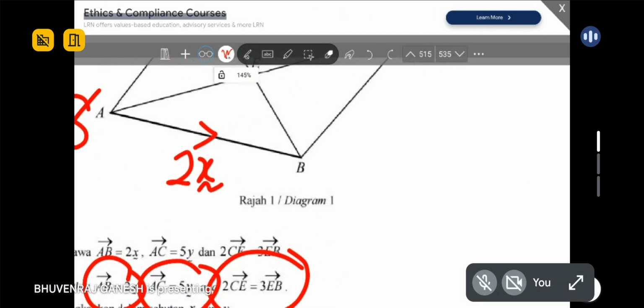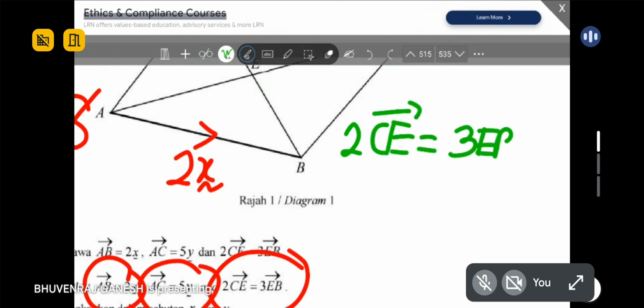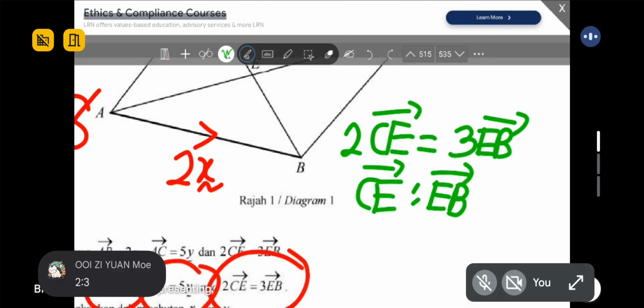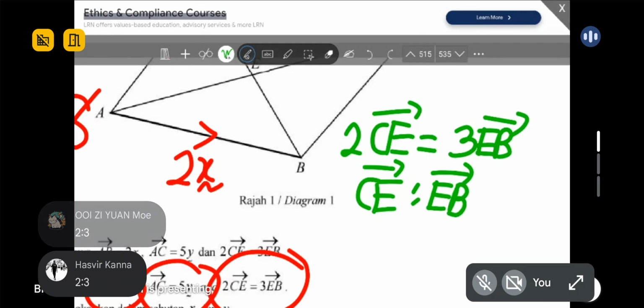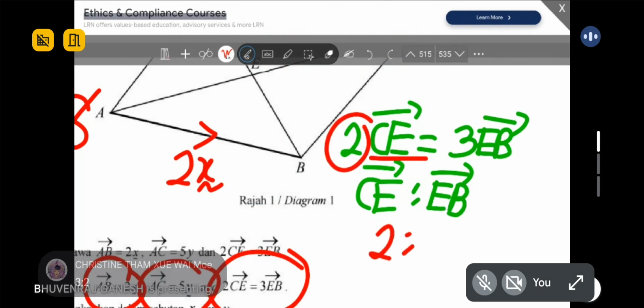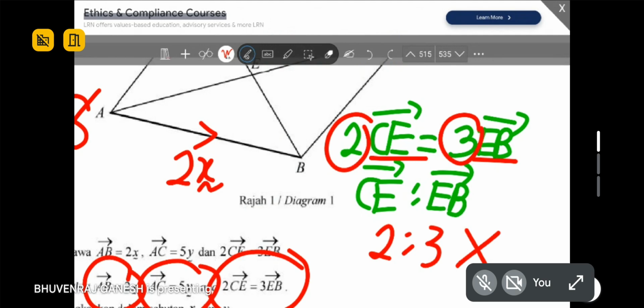And then you got another information: 2CE equal to 3EB. From this equation, can anyone tell me what is the ratio, nisbah, of CE to EB? CE to EB ratio based on the equation. Common mistake, wrong. Don't do this mistake. This mistake is very common. I know a lot of you will see the number beside CE, 2, so you say 2, and the number beside EB, 3, you put 3. Wrong, salah. Don't do this concept for ratio.